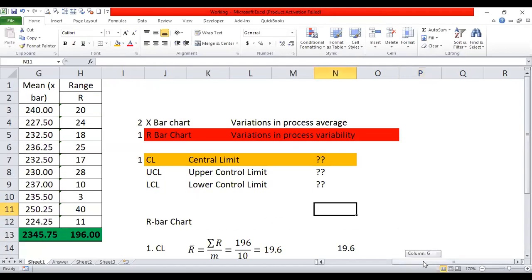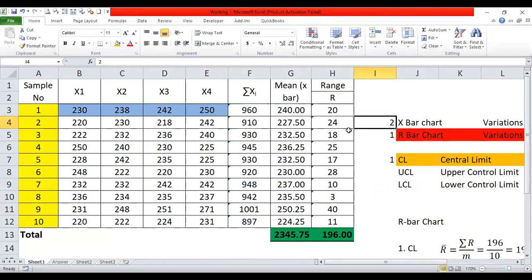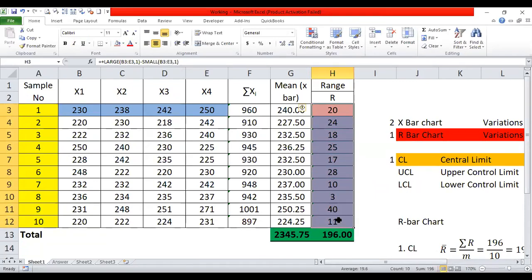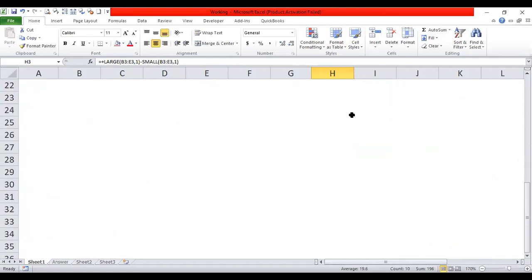So how to draw the R bar chart? We have to use these values, the red color ones. Using these, we have to plot these values in a scatter diagram. So how can you develop a diagram? I will show you a sample. You can draw that in your exercise book.